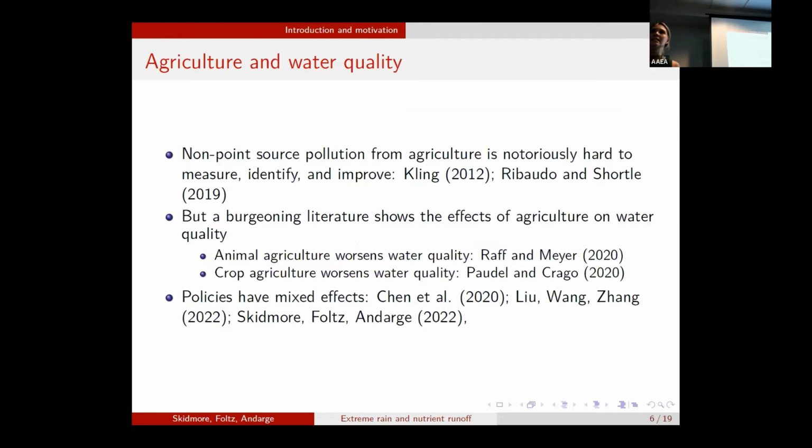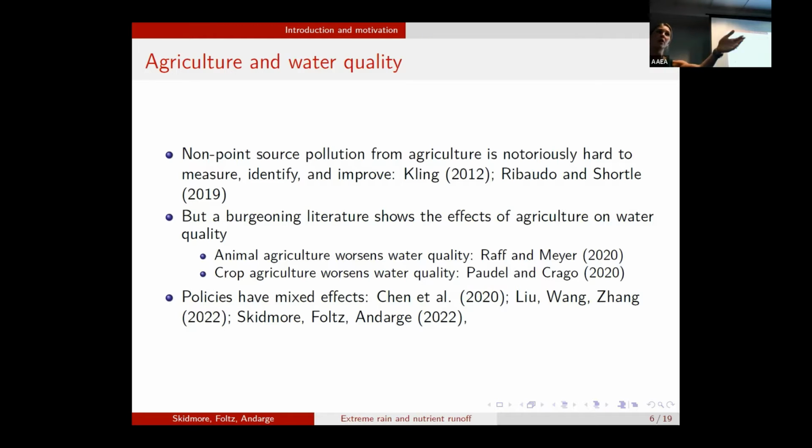So there is an existing literature on agriculture and water quality, but the top line headline is that non-point source pollution from agriculture is really, really hard to measure and to identify and to improve because it's coming broadly from the landscape, right? So Kathy Kling wrote about this in 2012, Rabotyagov and Shortle wrote a really nice piece in 2019, sort of laying out the problem. But fortunately, we do have this relatively new and quickly growing literature that is trying to dive into this problem because it is so important that regardless of how challenging it is to measure and identify, it still warrants study.